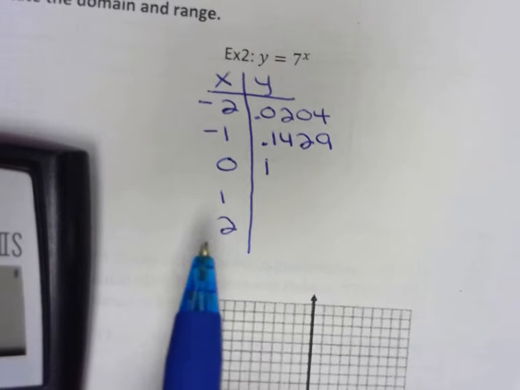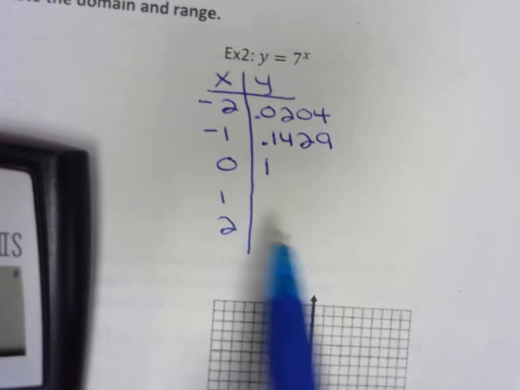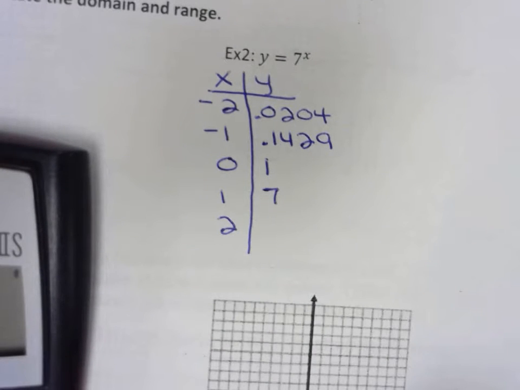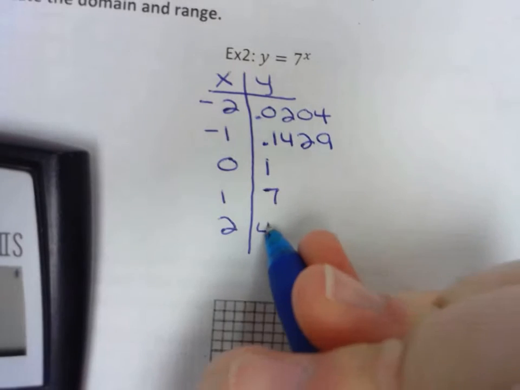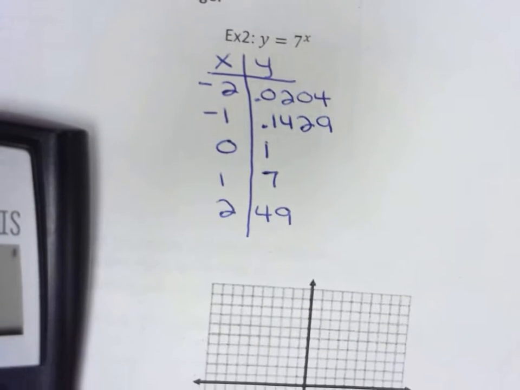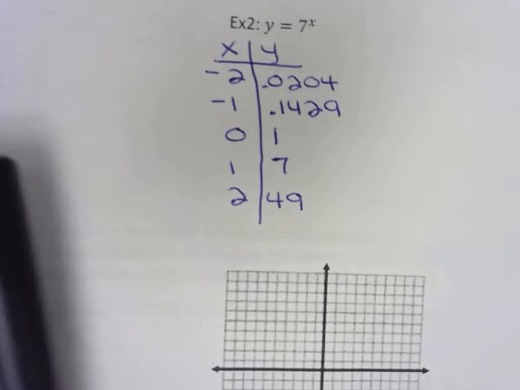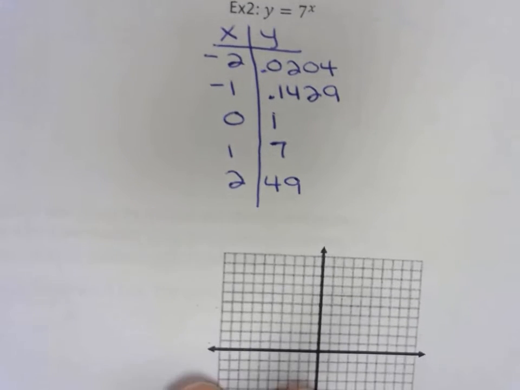The next ones you might not have to plug in your calculator. 7 to the first power, 7 to the second power, 49. That's all you do. To make your table, you plug it in like we did on the warm-ups. Don't make it harder than it needs to be. Now let's go ahead and graph these.